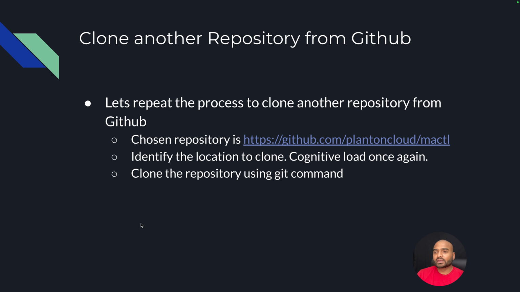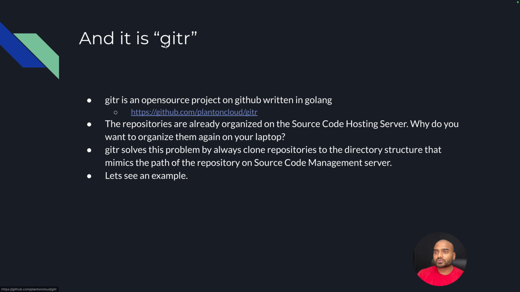Now let's try a different method to clone the repositories and see how it is different from the method that we just followed. There is a project on GitHub called gitr. The repositories are already organized on the source code hosting server, so why would you really want to come up with a new place to organize them again on your laptop? gitr applies this philosophy, and it solves this problem by always cloning the repositories to a directory structure that mimics the path of the repository on the source code management server.